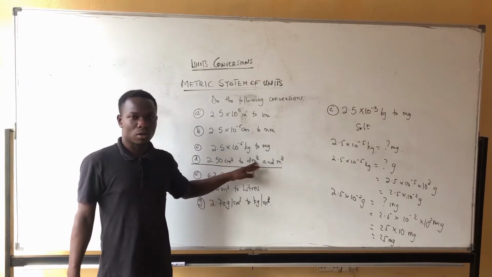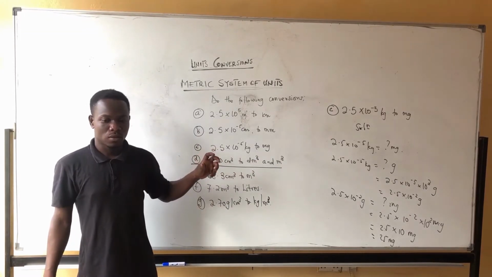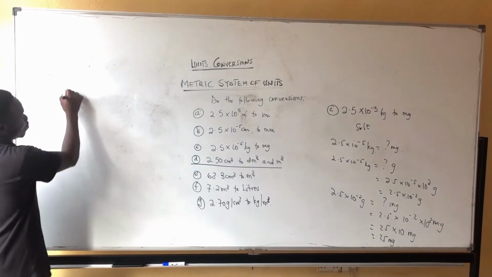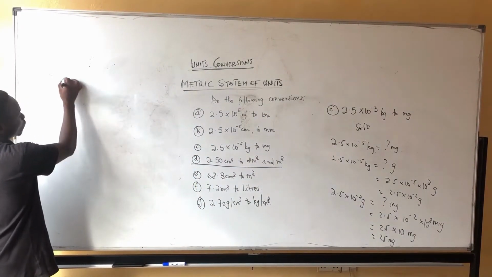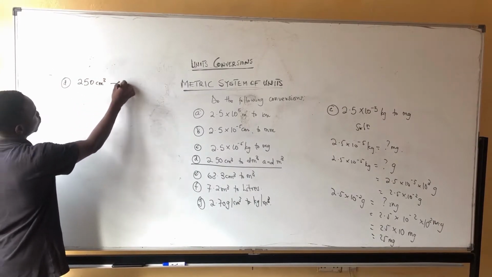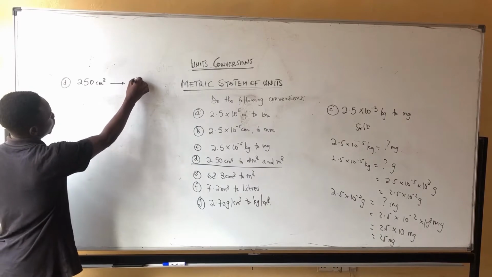Centimeter cube to decimeter cube. So this question is in two parts. Okay, so let's start. We are converting 250 centimeter cube to the meter cube.